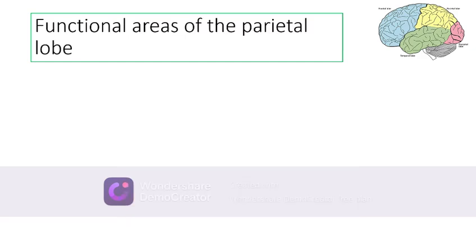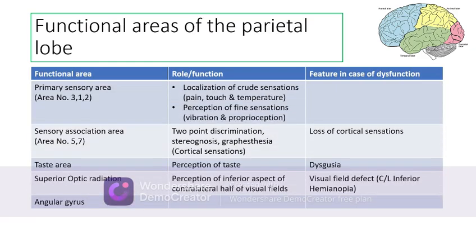Now talking about the functional areas of the parietal lobe. The parietal lobe houses the primary sensory area, that is area number 3, 1, 2. It is involved in localization of crude sensations, pain, touch and temperature, and perception of fine sensations like vibration and proprioception. The sensory association areas include area number 5 and area number 7. They are involved in the cortical sensation, that is 2-point discrimination, stereognosis, and graphesthesia. If the sensory association area gets involved, then there is loss of the cortical sensations.